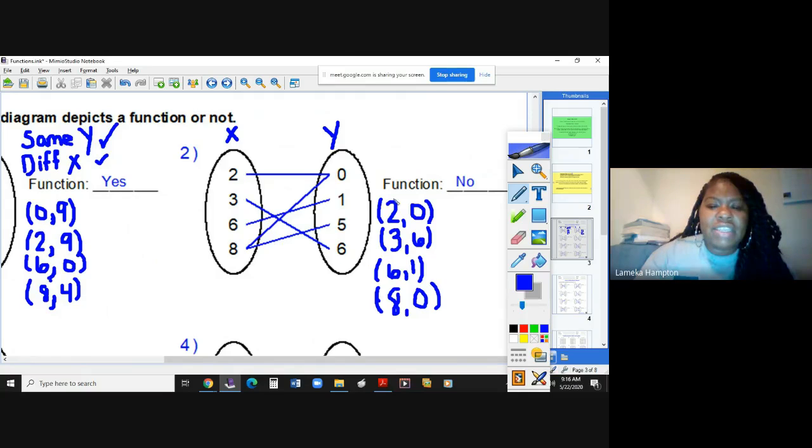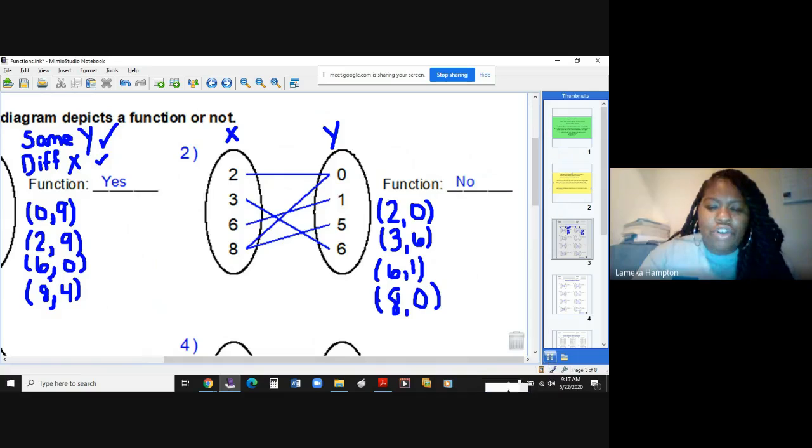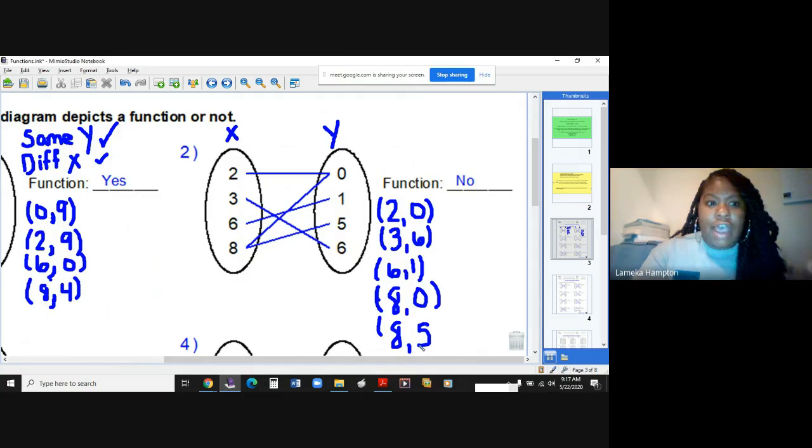If I only had these numbers here, this would be considered a function because of what we just stated over here. I have 2 different x's, but I have the same y. So this would have been a function. However, and I want you to catch this, because I now have 8, 5, that now makes me have multiple x's. Okay? So I cannot have the same x value. I can have the same y value, but I cannot have the same x value.